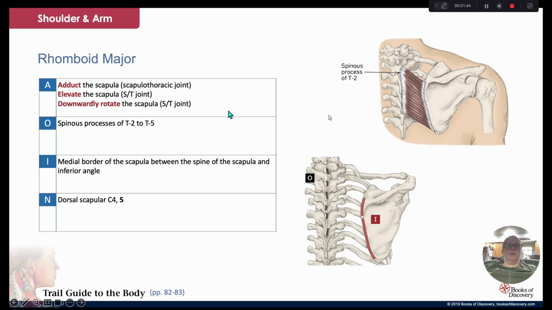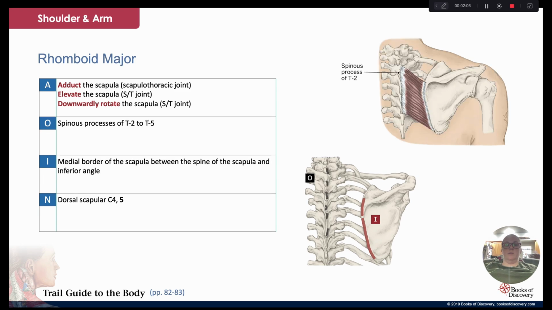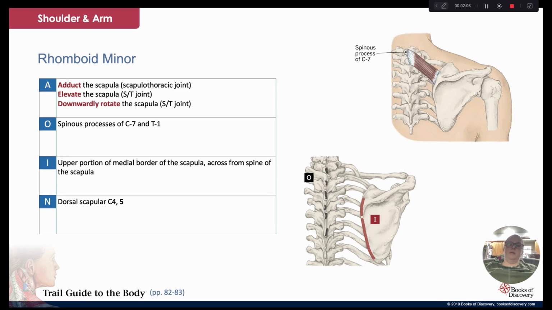So it's going to connect on your medial border between the spine and the inferior angle. So, anywhere from the spine of the scapula down to that inferior angle is where the rhomboid major is going to pull. Here's the minor. So we'll go back, major, minor. You can kind of see major, minor.